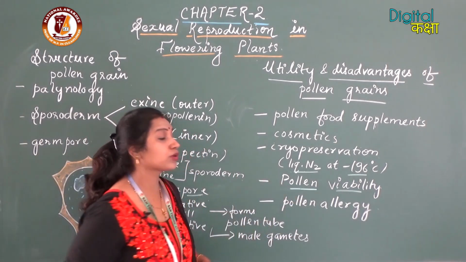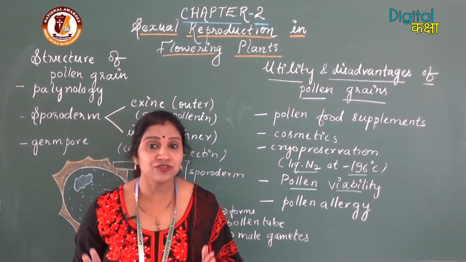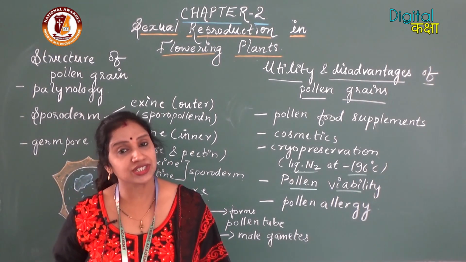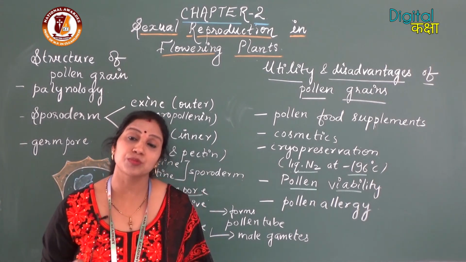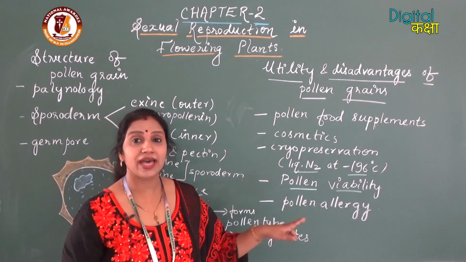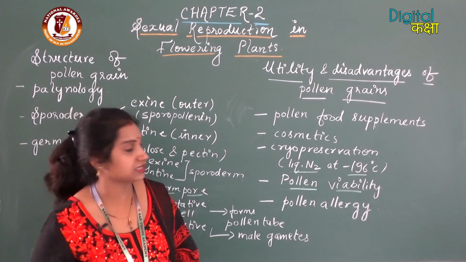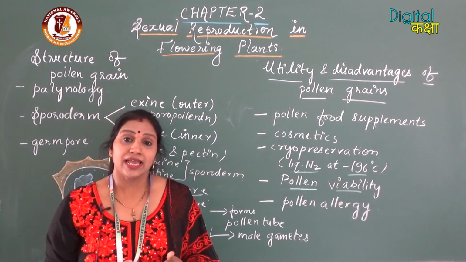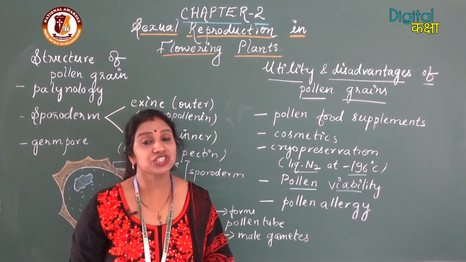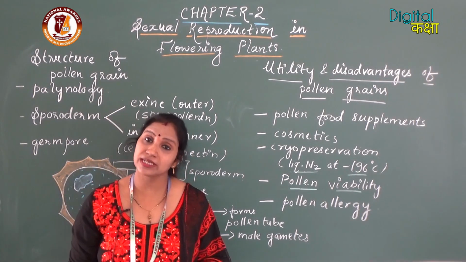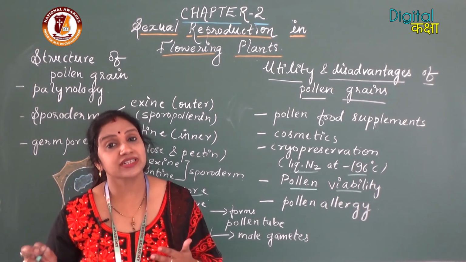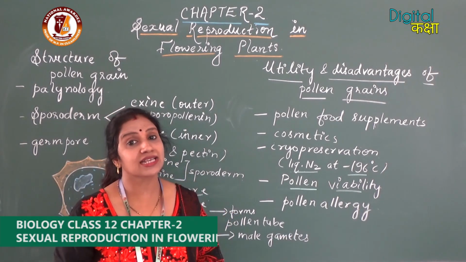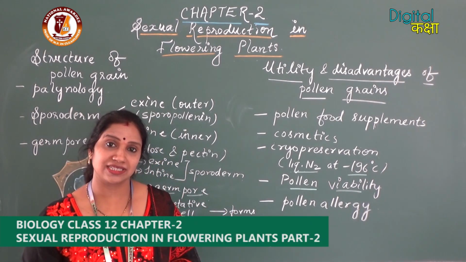And next is pollen viability, the time period for which the pollen grains remain functionally efficient, which may vary from species to species. Now next is pollen allergy. Pollen allergy is caused due to inhalation of pollen grains, and these pollen grains can affect the respiratory tract and cause many respiratory disorders like asthma and bronchitis.